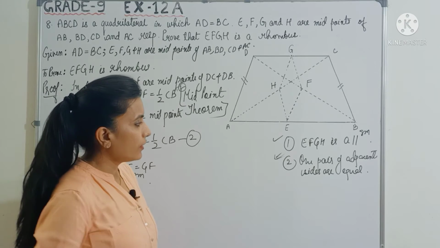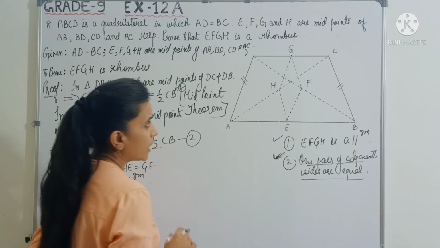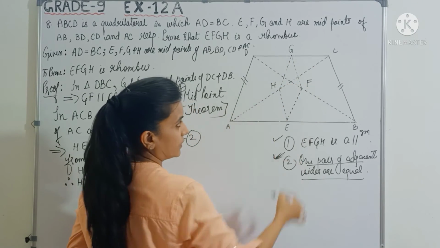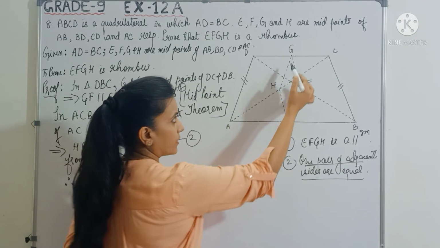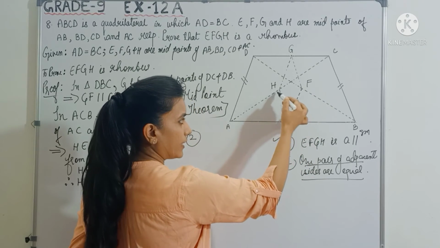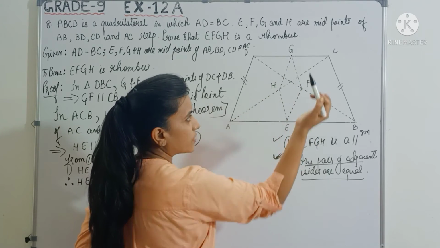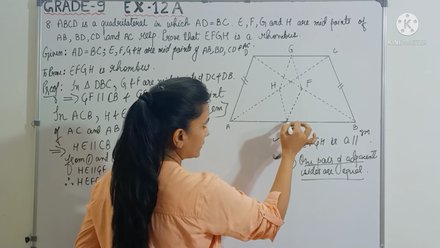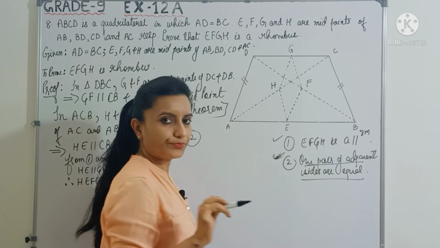Okay, clear? Now you have to show one pair of adjacent sides are equal, right? So in this parallelogram, take any one pair of adjacent sides. You can take GF and FE, or FE and HE, or HE and HG, or HG and GF. Any adjacent sides you can take. So let's take HE and EF. Let's show that HE is equal to EF.